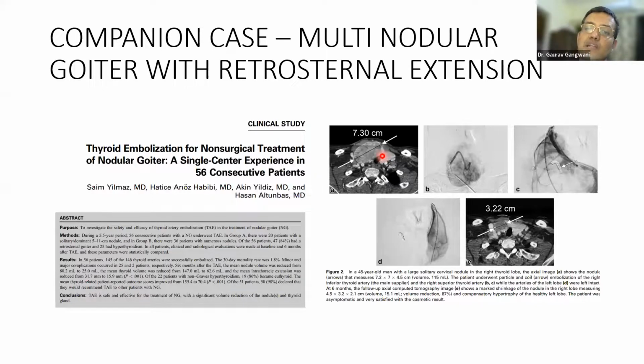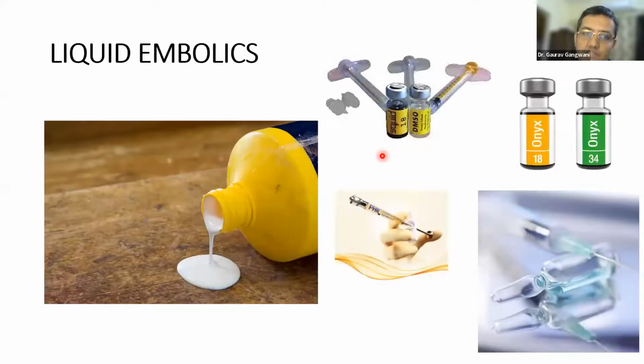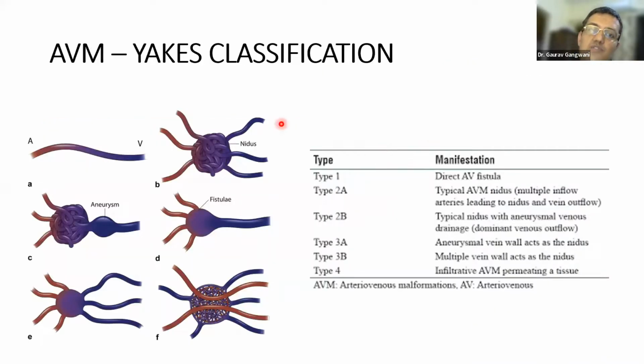But if you're proximal and you are not sure about the shunting or collaterals, try to use larger sizes to avoid any non-target complications. Now coming on to the liquid embolics, which is probably the last section of our talk, and of course some miscellaneous embolic agents. These are one of the most versatile but one of the most risky, especially if user experience is less.